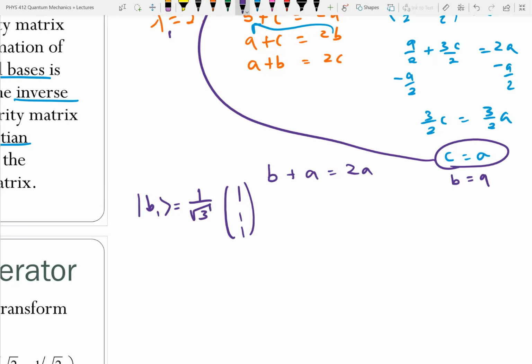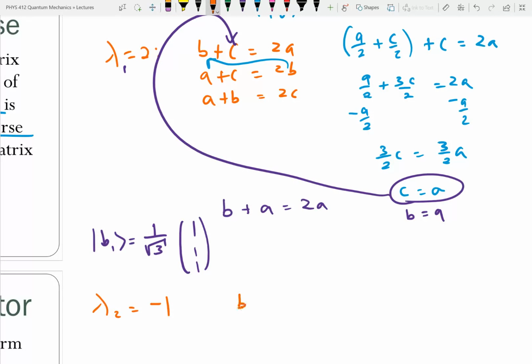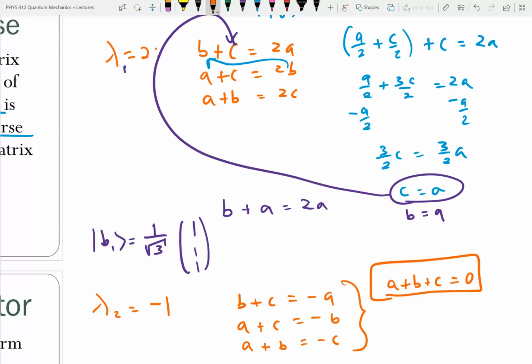So now let's go on to lambda 2 equals minus 1. We've already done the equations up there. So we're going to have b plus c equals minus a, a plus c equals minus b, a plus b equals minus c. If you look at those equations, you should notice something a little disturbing. The addition of the 2 equals a negative number. They're all the same equation. I can't really solve it if they're all the same equation, can I?